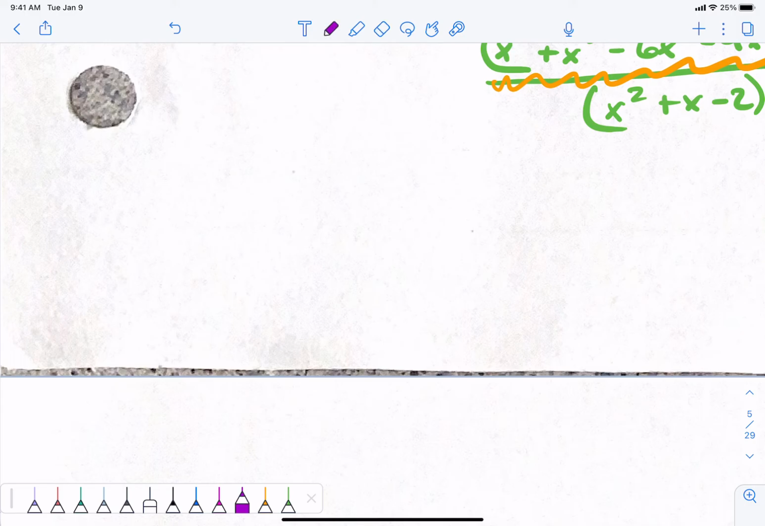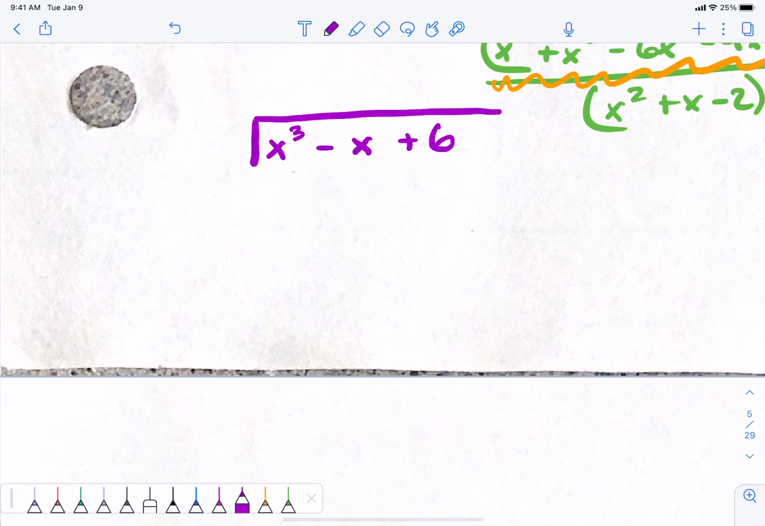I'm going to do one thing here. Let's do one more example. We're going to say we're taking x to the third minus x plus 6, and we're dividing by x plus 2, let's say. I'm going to show you something weird that's going to happen with this problem. It's the way that we set it up. So this is my caution to you.